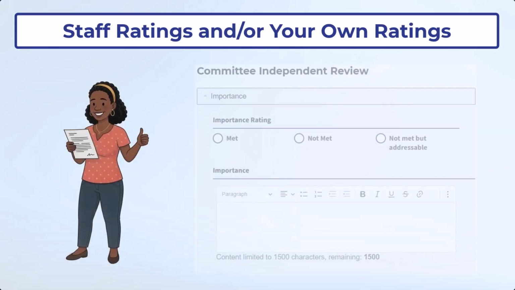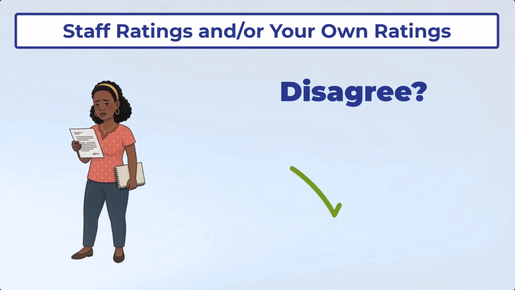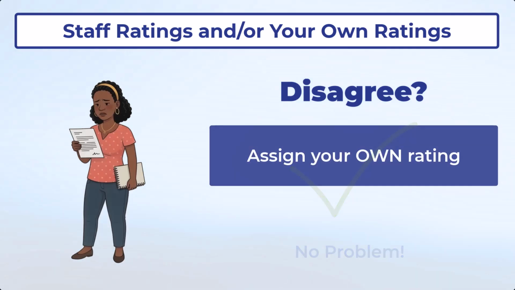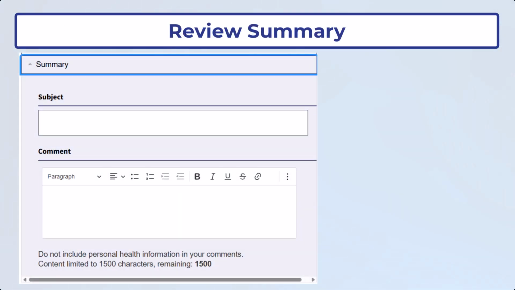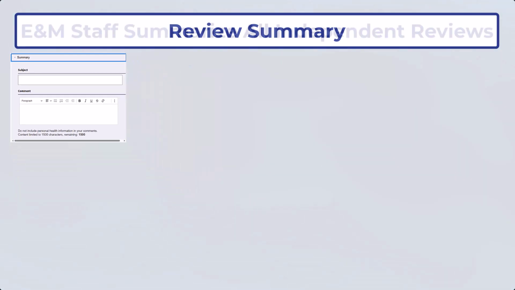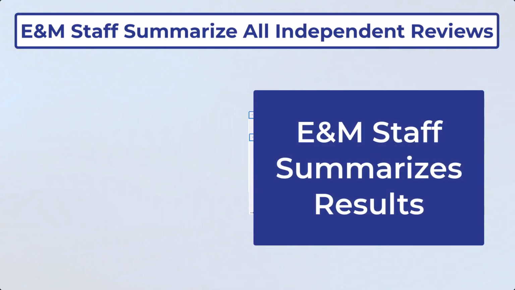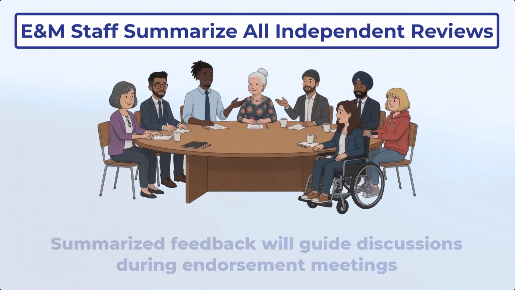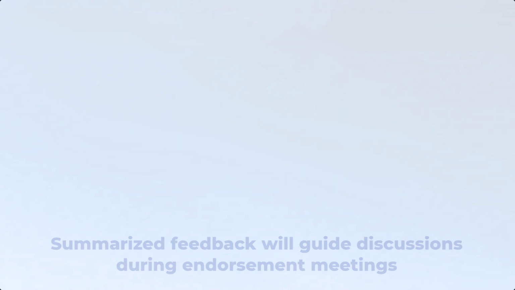If you agree with the staff's assessment, you can assign the same rating and indicate in the rationale that you agree with their assessment. If you disagree with the staff preliminary assessment, which is completely acceptable to do, you can assign your own rating and provide your own rationale. In the summary section of the review, please state whether you support or do not support the measure for endorsement and give your reasoning. When the recommendation group completes their independent reviews, E&M staff will summarize the results. E&M staff will then use the reviews and summaries, including your feedback, to guide measure discussions during the endorsement meetings.